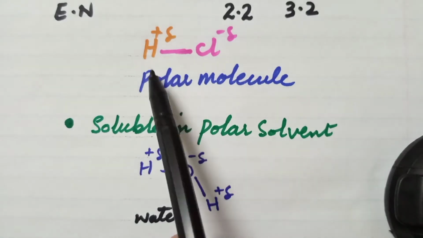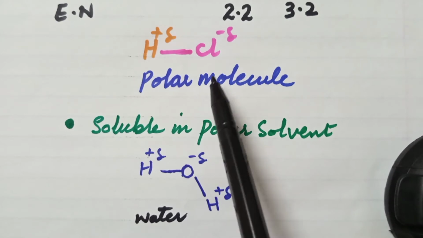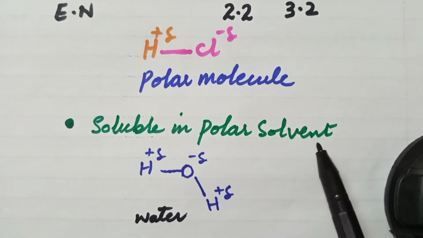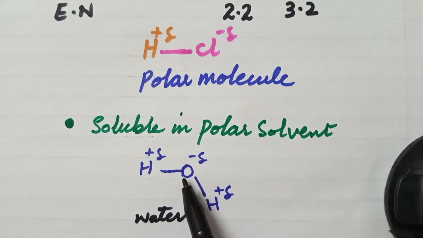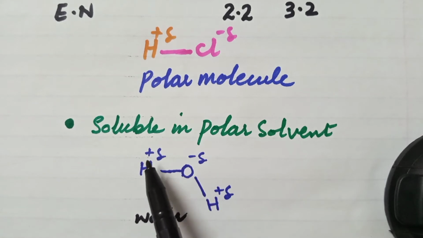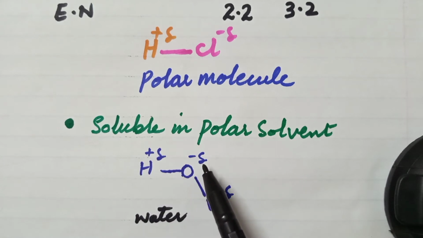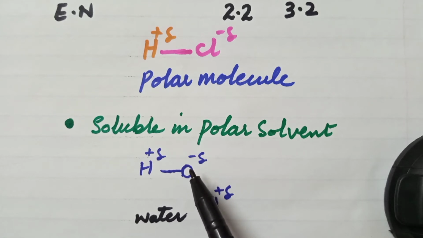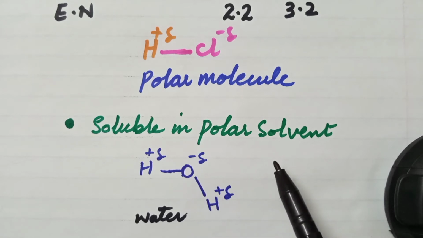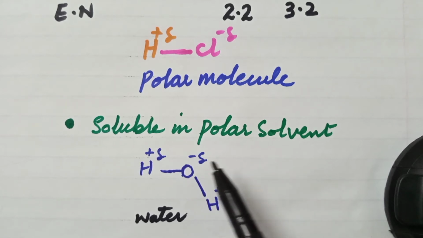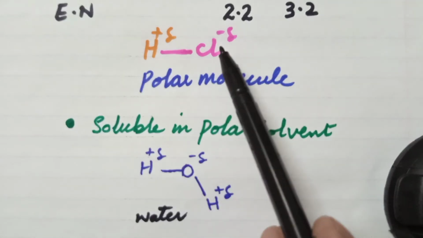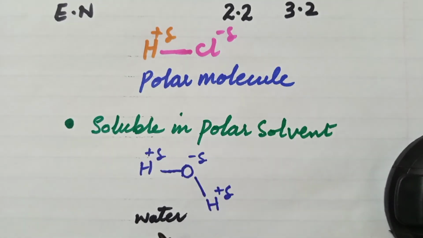Due to this polar nature of the molecule, polar compounds are soluble in polar solvents. Water is a good polar solvent as it has two partial positive poles on the hydrogen atoms and one partial negative charge on the oxygen atom. Here you can also learn the term "like dissolves like", meaning polar compounds are soluble in polar solvents, and this solubility is due to the force of attraction between the opposite poles of the compound and the solvent.